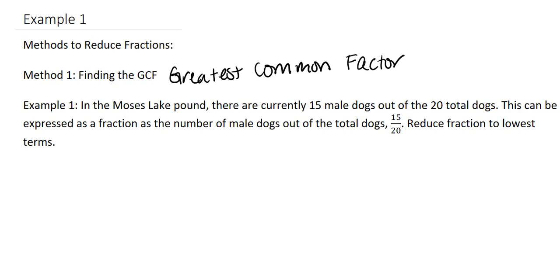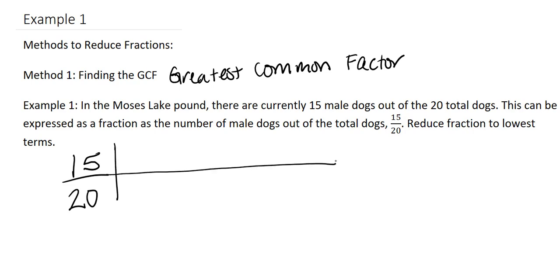So let's look at example 1. In the Moses Lake pound, there are currently 15 male dogs out of the 20 total dogs. This can be expressed as a fraction as the number of male dogs out of the total dogs, which is 15/20. Reduce the fraction to lowest terms. So the first thing we're going to do is write out our fraction. Then we're going to have to find all the factors of both 15 and 20 and then find the greatest common factor between them two.